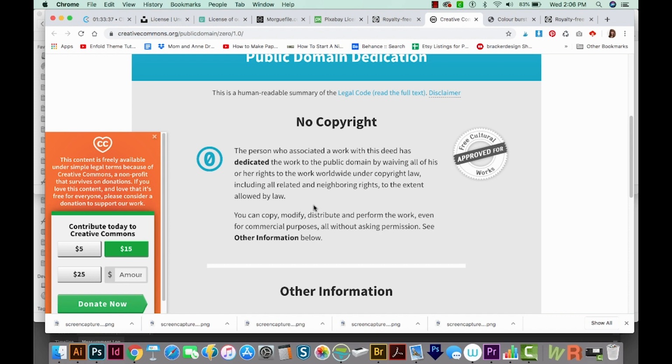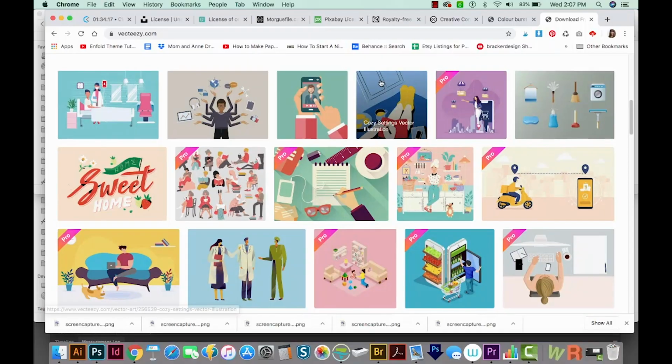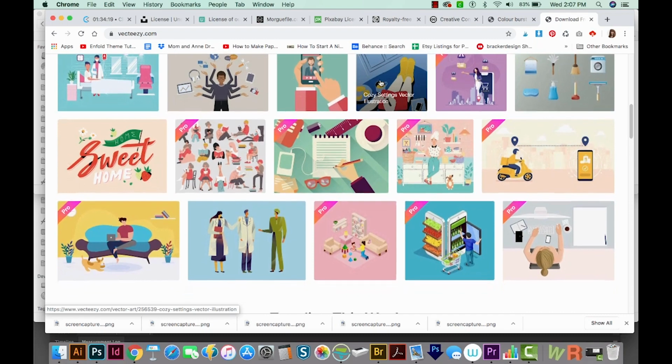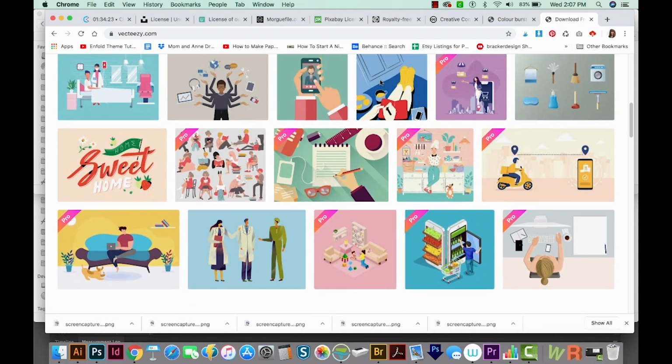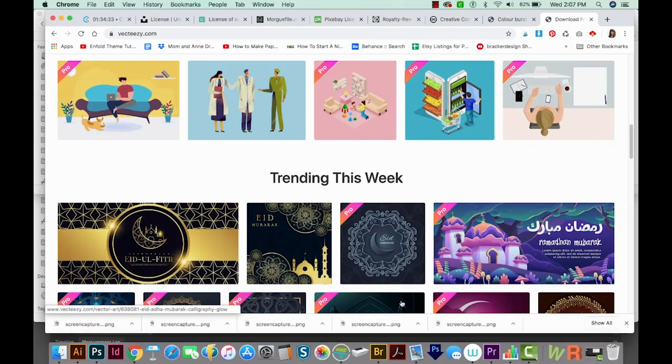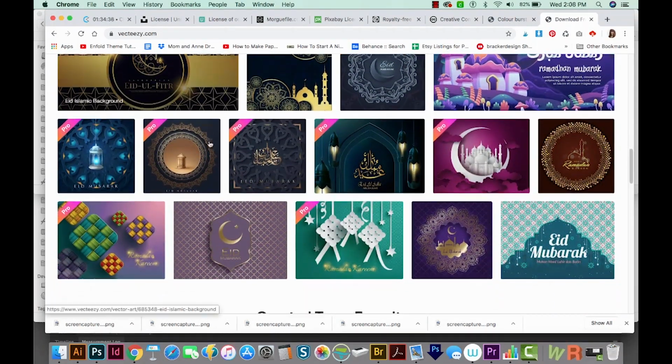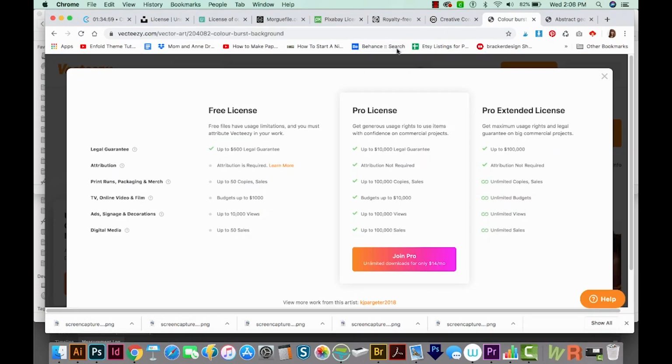The third vector website is Vecteezy.com. Their graphics look very high quality to me, but a lot of them have this pro banner on them, and that means you have to be a member and pay a little bit every month. The free vectors, like this one, are free for you to use, but you have to credit the author. And Vecteezy has a few other limitations. If you are going to sell something with this on it, you only get up to 50 copies, and you can read the other stipulations on their licensing page.